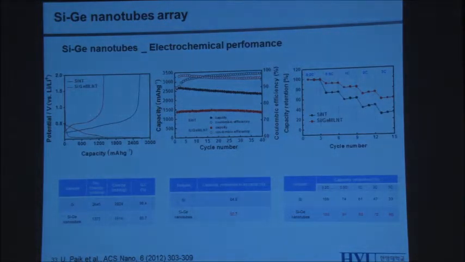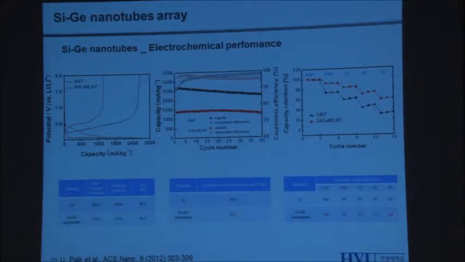So after we cycled this silicon germanium nanotube, you can see here we have achieved much improved rate capability of the silicon germanium nanotube compared to the silicon material. At the 3C, you can see 33% retention for silicon, and the silicon germanium is about 60%.